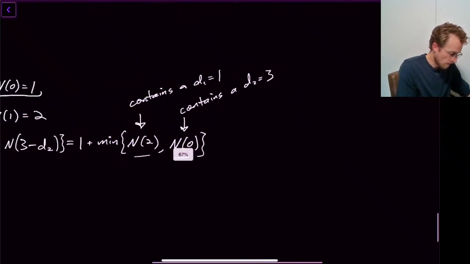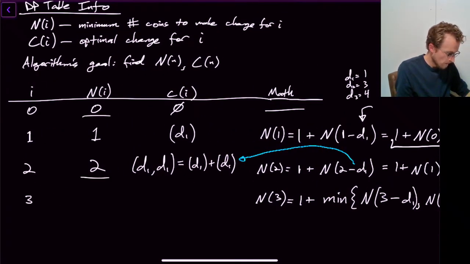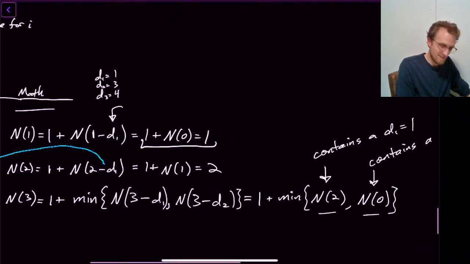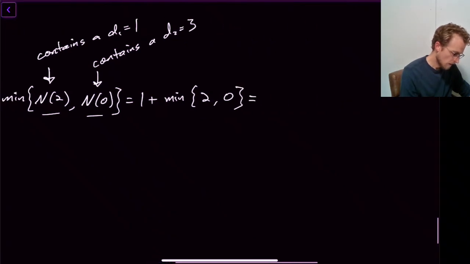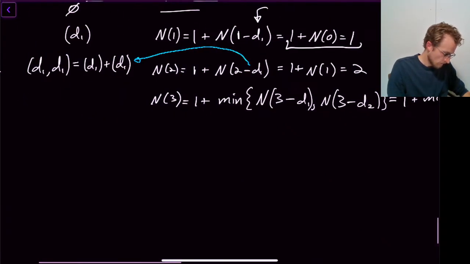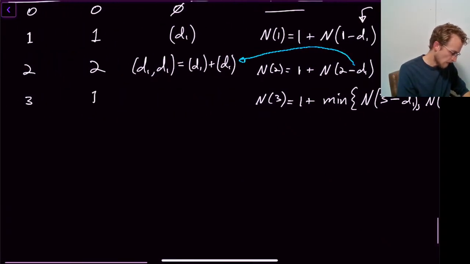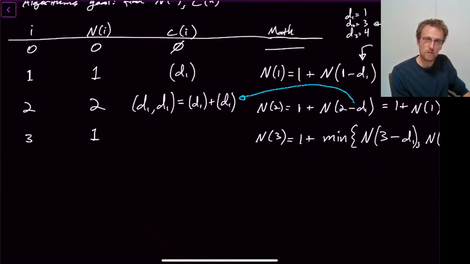Okay, and so n2 is 2, n0 is 0. So here's n0, here's n2. It's clear which one is smaller, right? The 0 is smaller, and so this equals 1 plus the minimum of 2 and 0, which equals 1, right? And so what does this 1 represent? Well, this represents the number of coins in optimal change for 3. Okay, so now we know that it takes only 1 coin to make optimal change for 3, and that's not surprising because one of our denominations is 3.